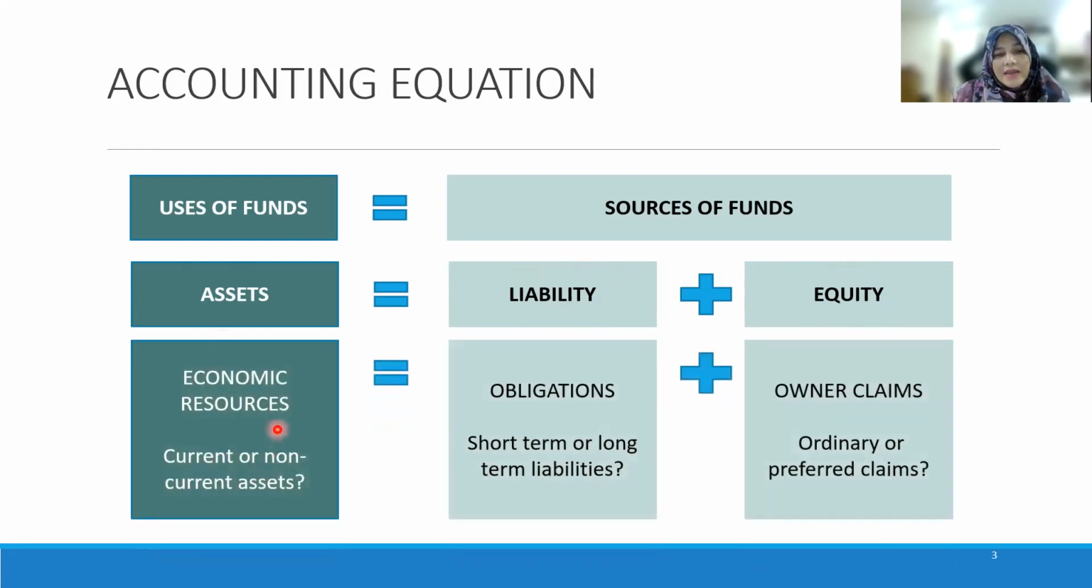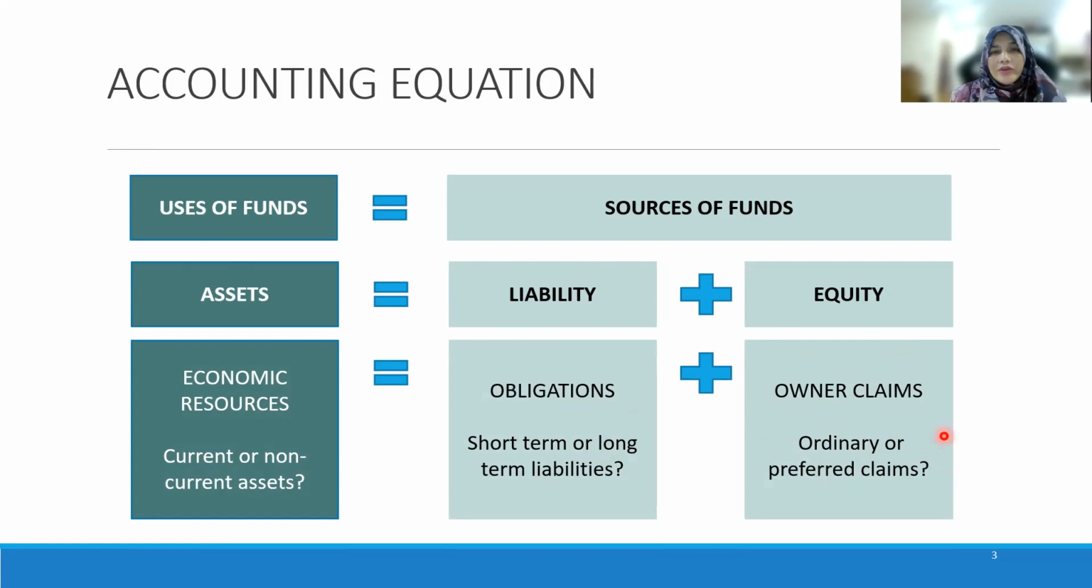So the assets are economic resources, whether current assets or non-current assets. The liabilities are the obligations that the company has towards third parties, for example, the loan that they take from the bank. And the equity is the owner's claim, meaning the owner of the company, the shareholder, has the right to claim on the business assets, whether in terms of ordinary claim or preferred claim.